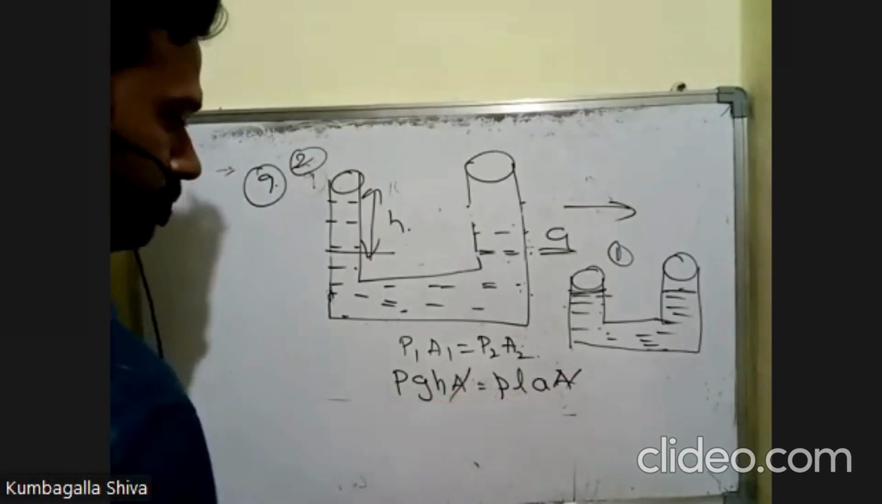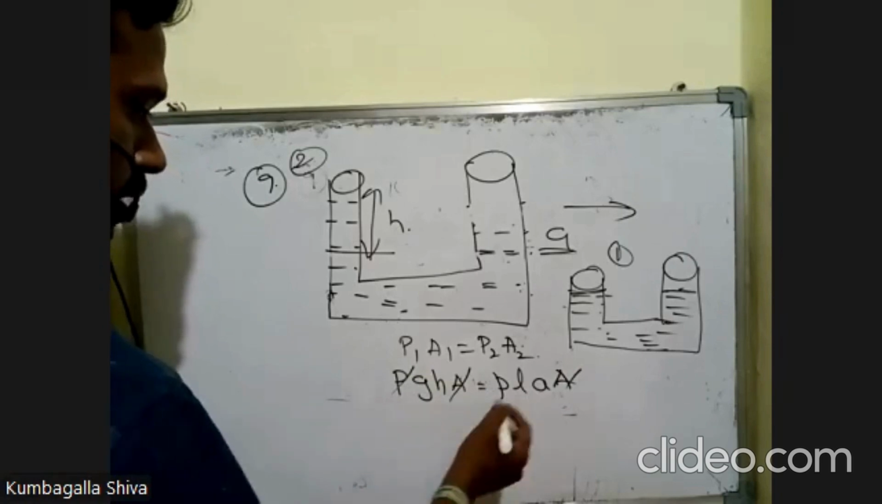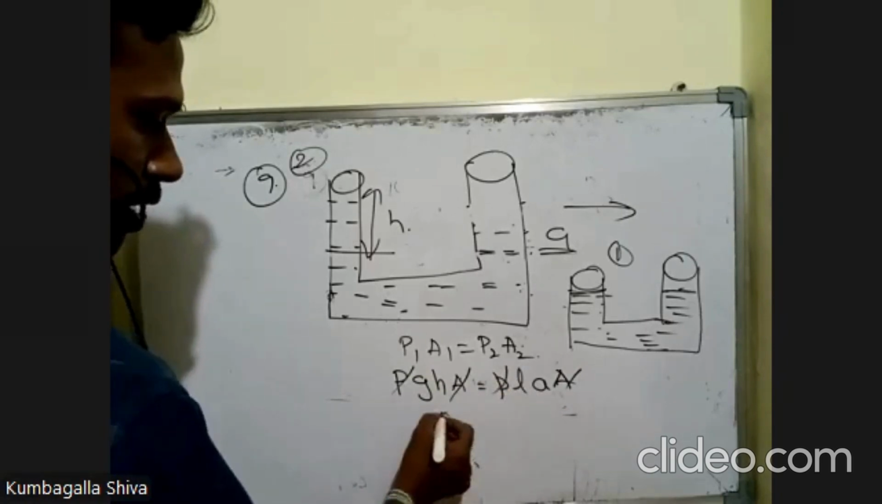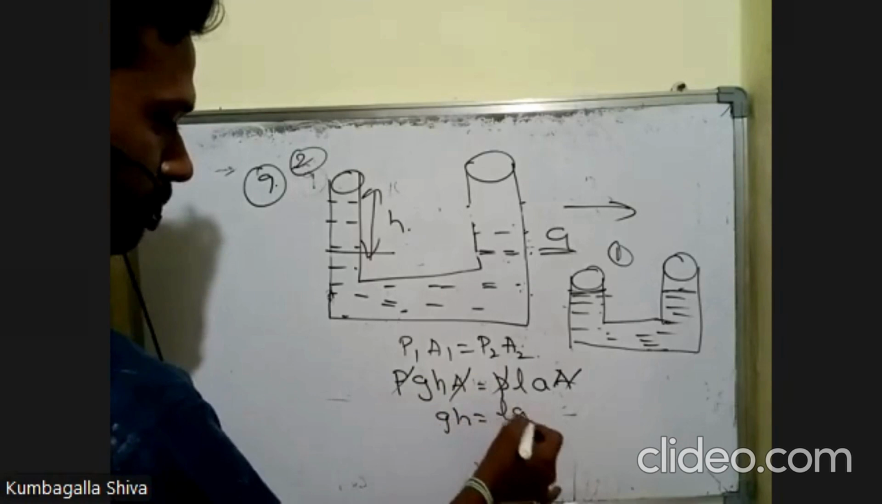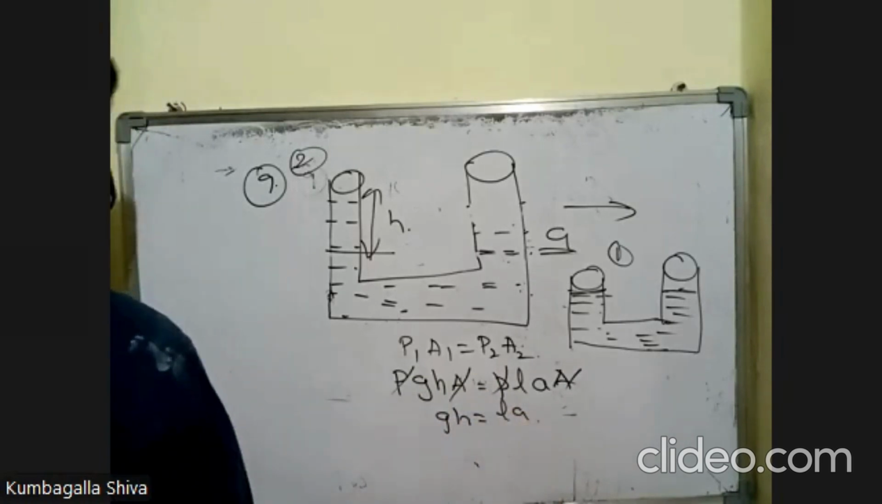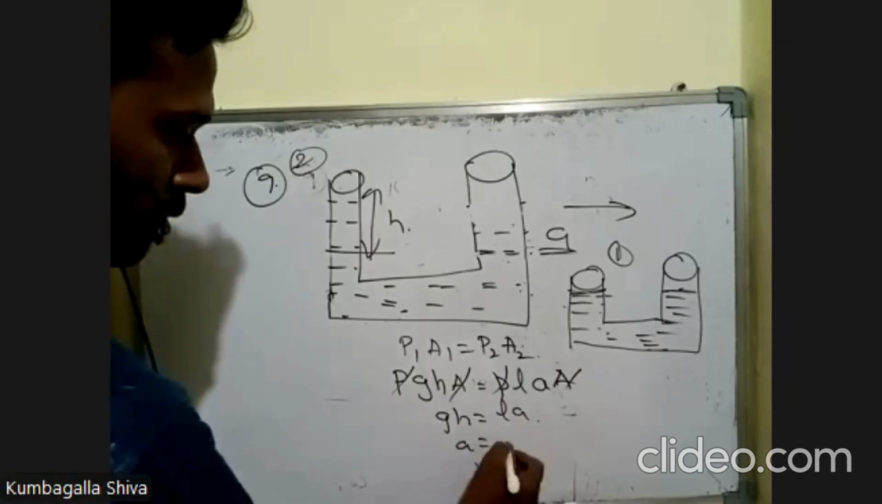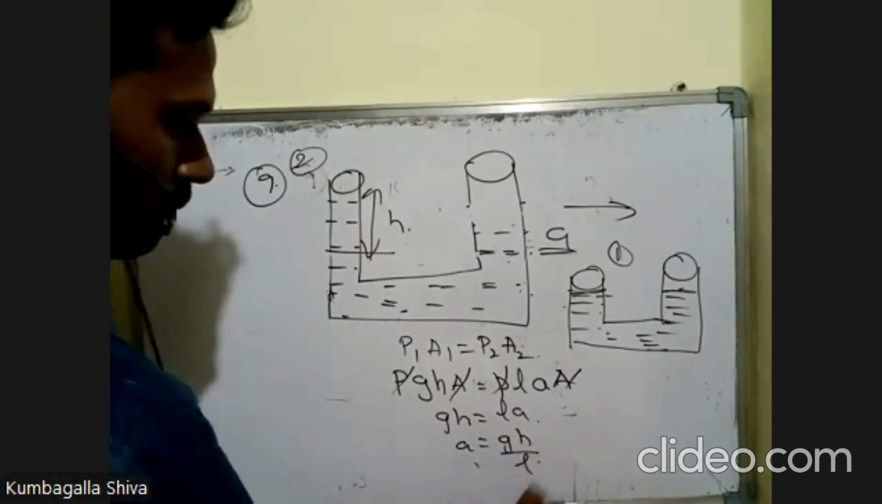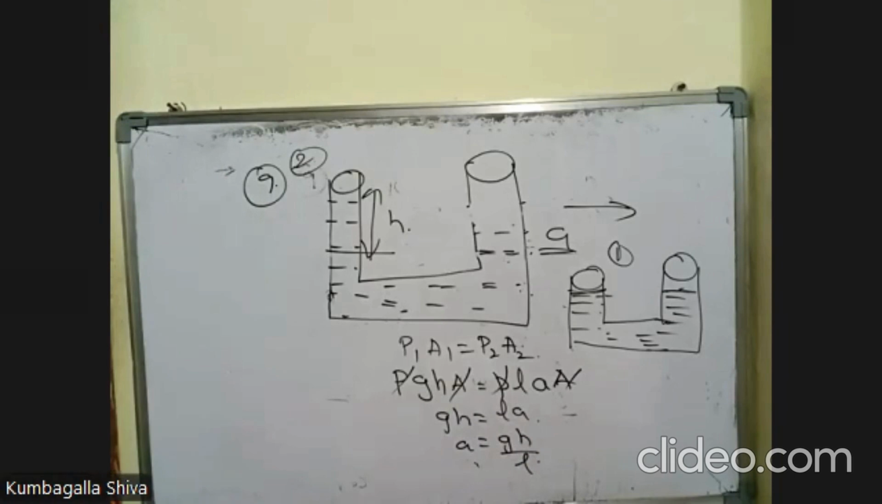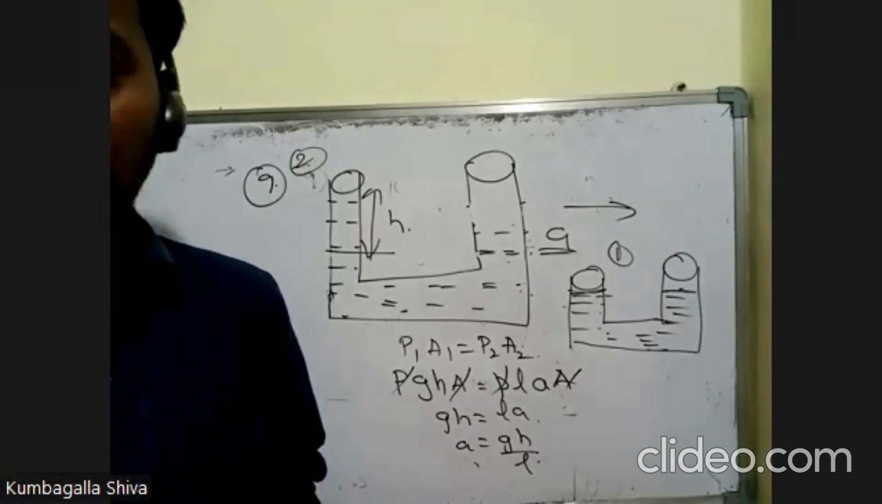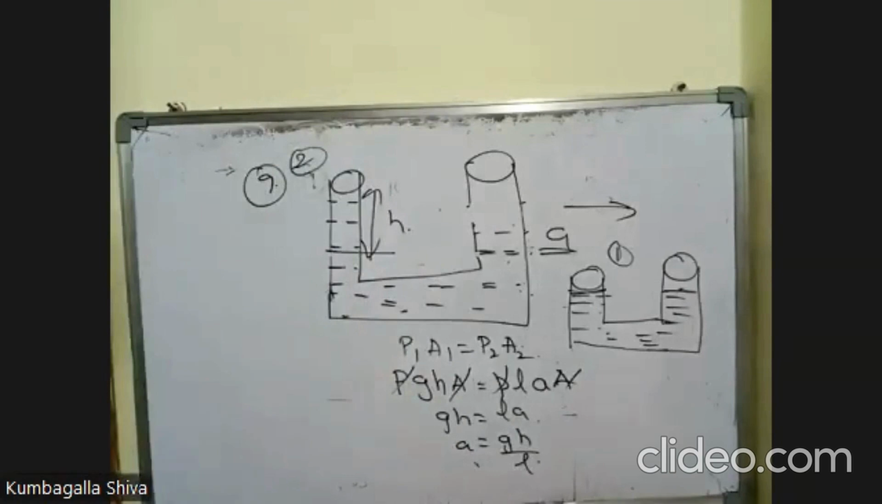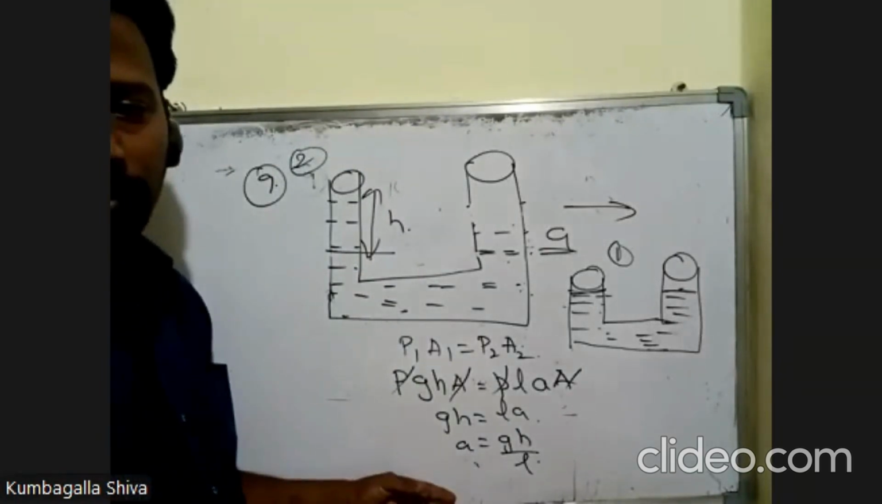Area cut, g cut, density cut. So you're getting g h is equal to L a. So what is he asking? He's asking the acceleration. Acceleration is equal to g h by L. Clear? Am I okay with this problem? Or is he asking in terms of length? In terms of length.